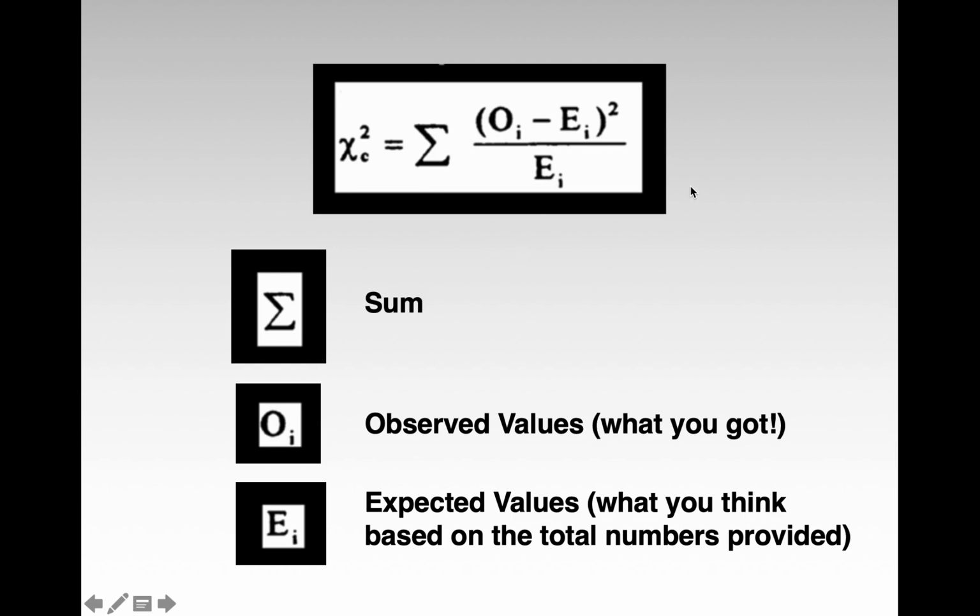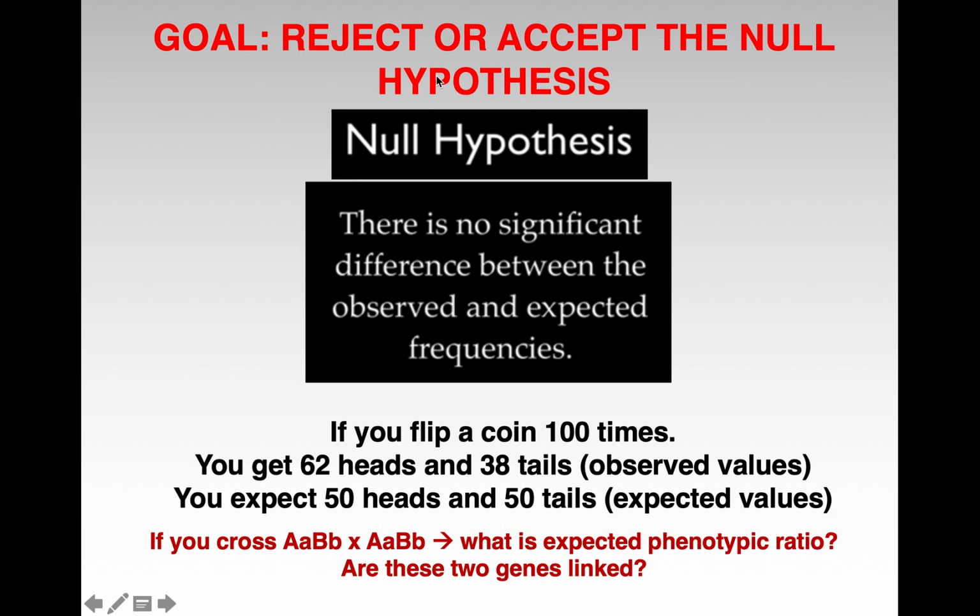So when we look at the equation, this means the sum. O is the observed results. E are the expected results. And our goal is always to ask whether you are rejecting or accepting a null hypothesis. The null hypothesis states there is no significant difference between the observed and the expected frequencies.